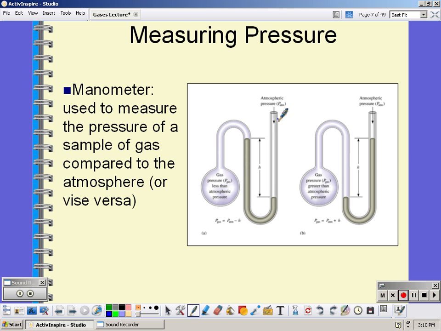Now, that's where you have a sealed gas here, and then the gas is exerting pressure on mercury. And then you have your atmosphere exerting pressure on the mercury. The difference in height then gives you the pressure of the gas. So in picture A here, our gas pressure is less than atmospheric pressure. And in picture B, the gas pressure is much greater than our atmospheric pressure because it forced the mercury up the other side.